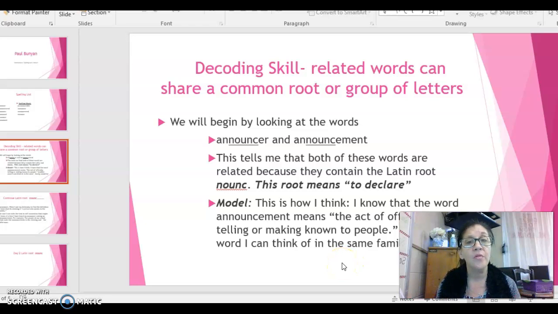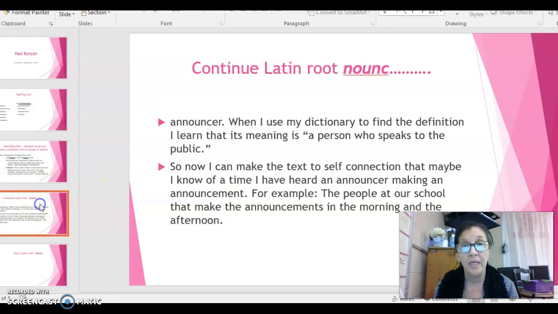I know now that the word announcement, which we started with up here, means the act of officially telling or making known to people. Another word that I can think of that's in the same family would be announcer. You see how they're related? When I use my dictionary to find the definition, I learn that the meaning of announcer is a person who speaks to the public. So here I have two words that are related.